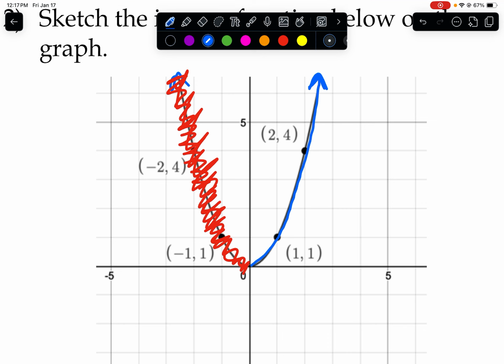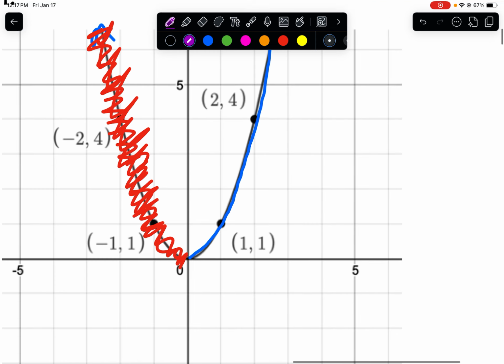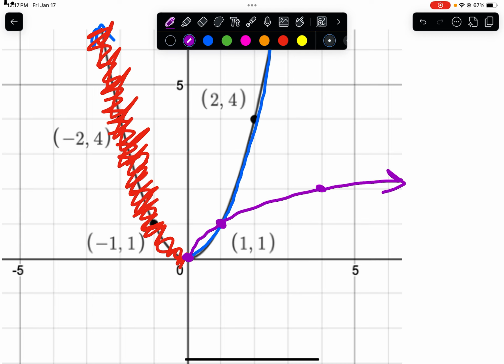Okay, so now I'm going to do the inverse function, and I'm going to flip those points. So I'm going to take the points (0, 0), (1, 1), and (2, 4), and I'm going to do the inverse. So if I flip (0, 0), well, we still get (0, 0). (1, 1) is still going to be (1, 1). Then (2, 4) is now going to become (4, 2). So here is our inverse function.